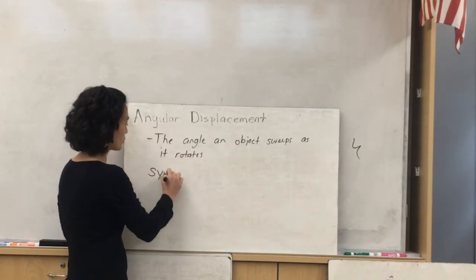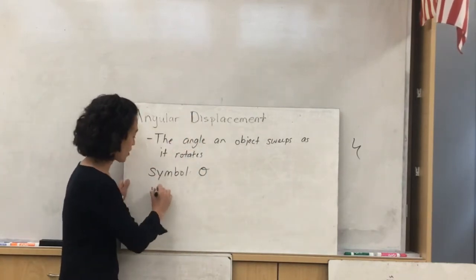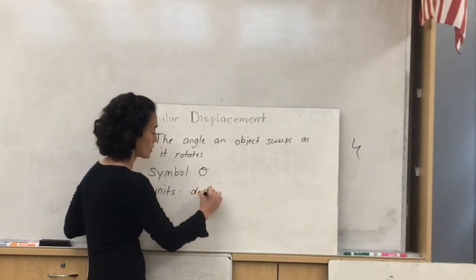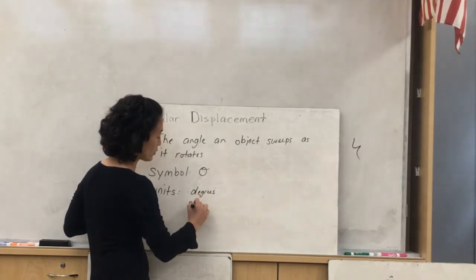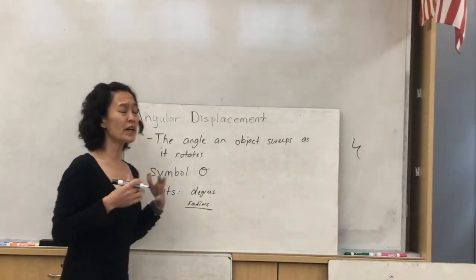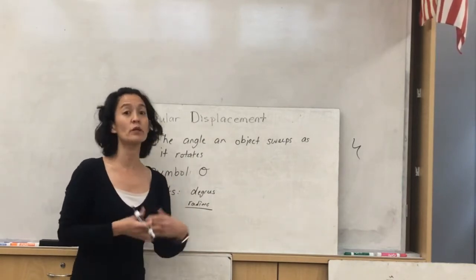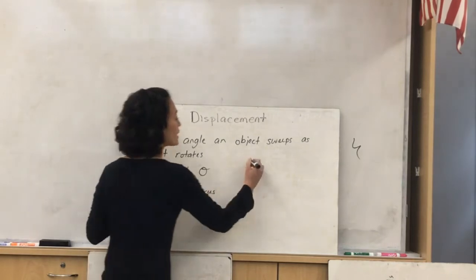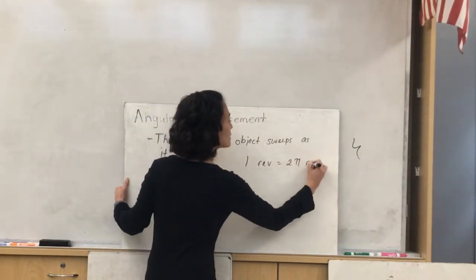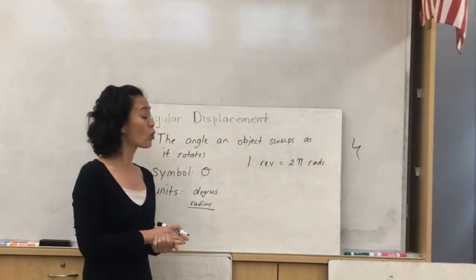Our symbol for this is just the symbol for the angle, theta. Our units can be degrees or radians. We will often use radians. There's no outright equation for this, just like there was no equation for displacement. It's just something you measure. It helps to keep in mind that one revolution is 2 pi radians.